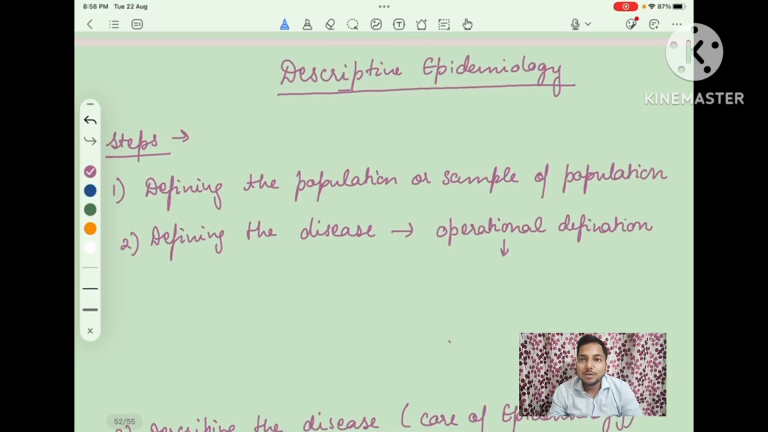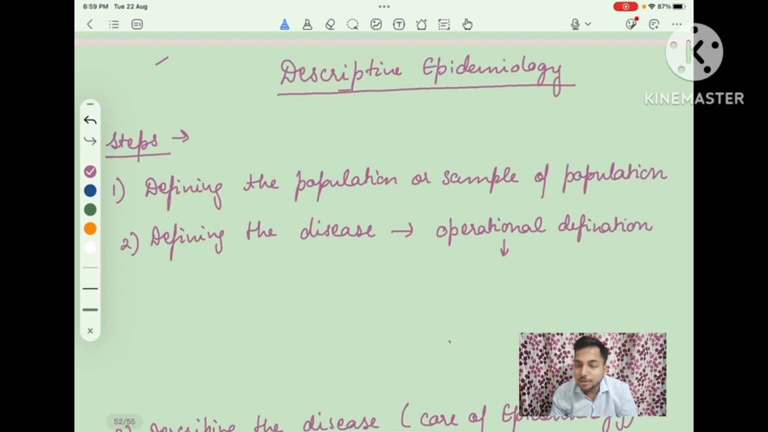Hello everyone. Today we are going to deal with the very important and the first type of epidemiological study, that is descriptive epidemiological study. Now, as we have seen, there are various types of epidemiological study. The very first and the very basic one is descriptive epidemiological study, and today we are going to discuss its various steps. So to start with, descriptive epidemiology deals with the first step, that is defining the population at risk.